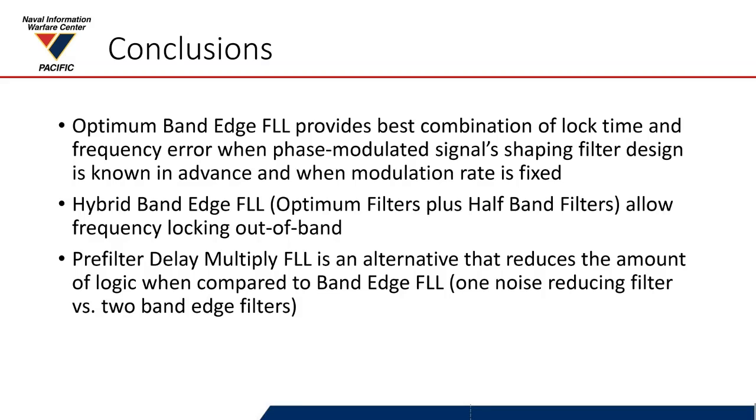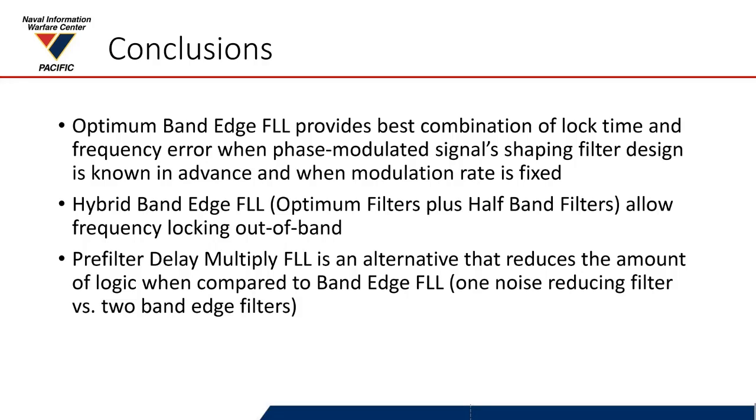So what we found is that overall, optimum band edge filter frequency lock loops provide the best combination of lock time and frequency error. We're able to lock on within milliseconds. We're able to keep the standard deviation of frequency error after lock to a minimum. And this is especially true when we're within the modulation bandwidth of the signal of interest. We're able to work around band edge filters' limitations in their inability to detect and track large Doppler offsets by making a hybrid optimum plus half band filter that takes care of the scenarios where the optimum filters don't work so well.